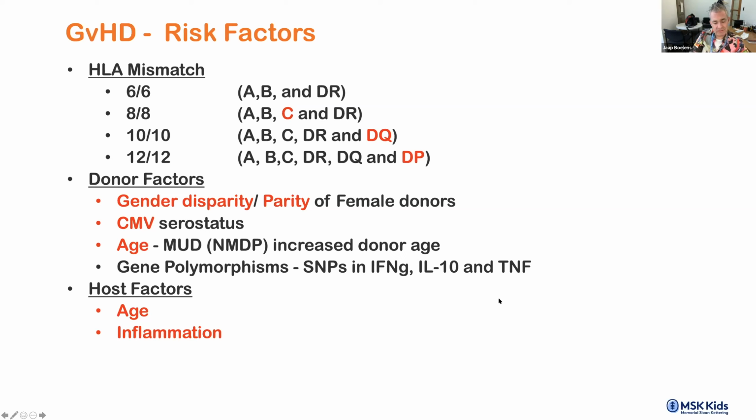Other donor factors that are influencing are gender, CMV status, so that's a virus, also age, and I will show you on the next slide. And then there are some genetic variations that also may make you higher risk or lower risk. Also, host factors can influence. That's again age and inflammation.